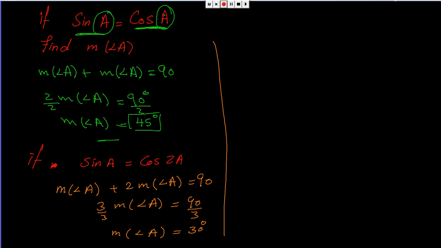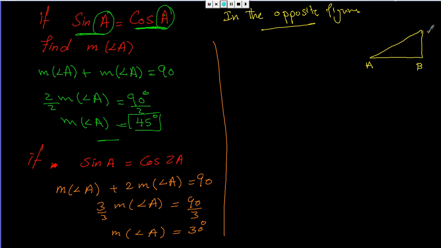Another example. In the opposite figure, we have triangle ABC with a right angle at B. We have BC equals 6, AB equals 8, and we are asked to find number 1, sine angle A times cosine angle C. Number 2, sine power 2 A plus cosine power 2 A.